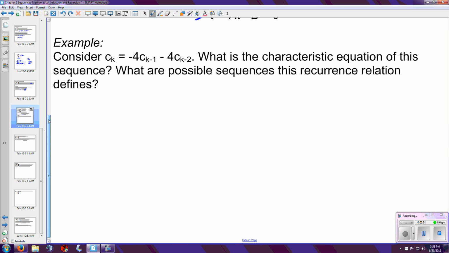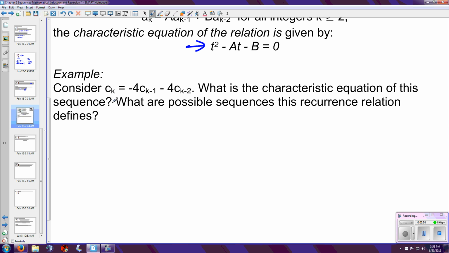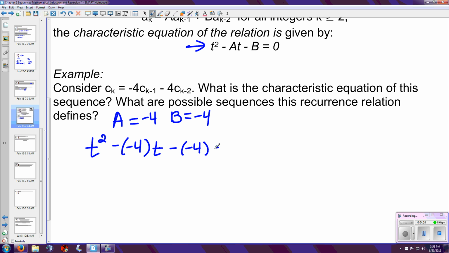Consider the sequence c sub k, or I should say the recurrence relation, c sub k equals negative 4 c sub k minus 1 minus 4 c sub k minus 2. In this case, a is equal to negative 4, and b is also equal to negative 4. What is the characteristic equation of this sequence? Go ahead and plug in. We have t squared minus negative 4t minus negative 4 equals 0.